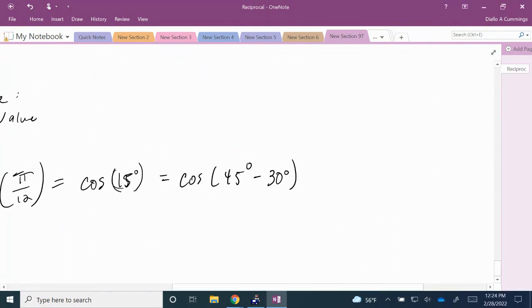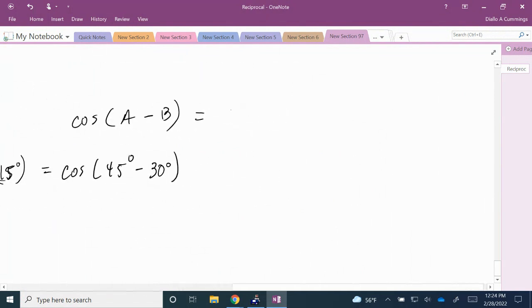Right above the problem, I'm going to write the formula. The formula says that the cosine of A minus B is equal to cosine A times cosine B plus sine A times sine B. In this formula, we're going to substitute A for 45 degrees, and we're going to substitute B for 30 degrees.